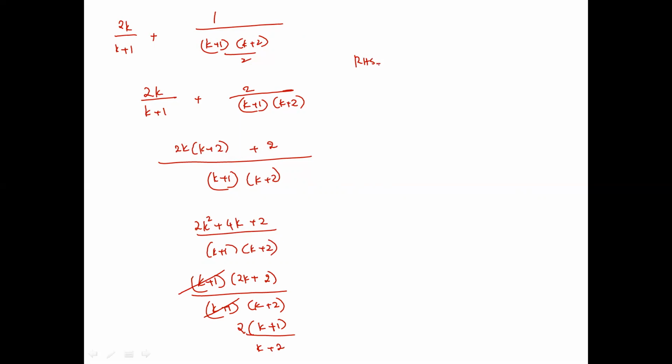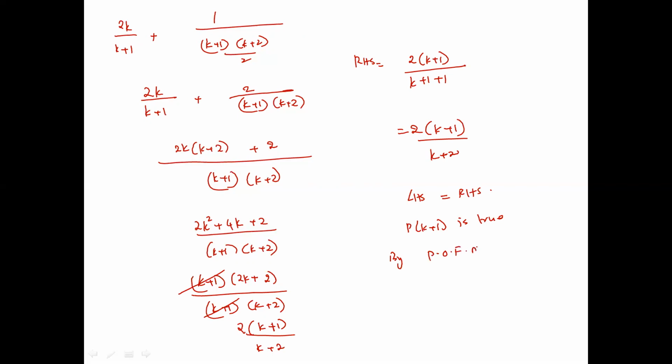Similarly, I will take the right hand side and put n as k plus 1: 2 into k plus 1 by k plus 1 plus 1. That is 2 into k plus 1 by k plus 2. So I can see left hand side equal to right hand side. So I can say P of k plus 1 is true. And so by principle of finite mathematical induction, the P of n statement is true for all n belonging to the set of naturals.